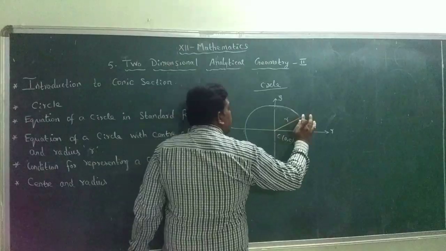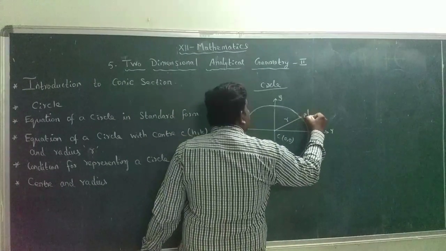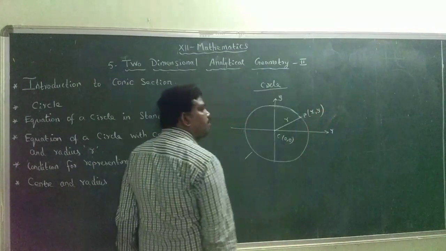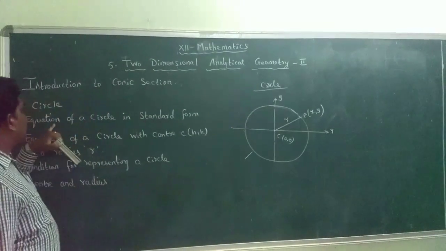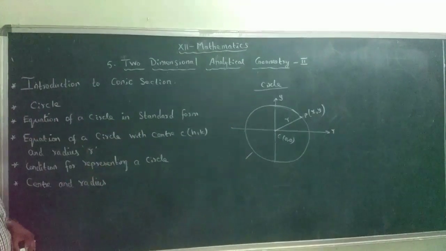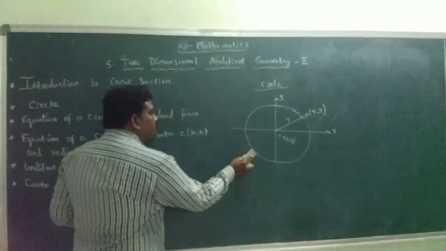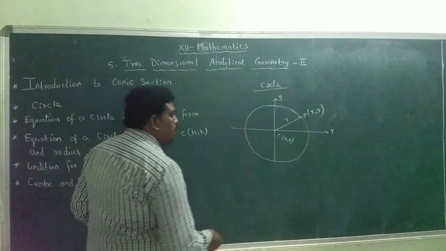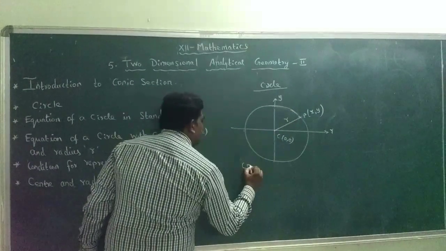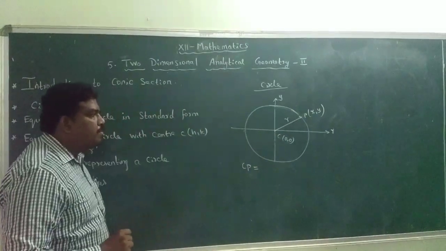Now on the circle you can choose a point P, which is called (x, y). From this diagram you can derive the equation for the standard form of a circle. From this diagram we can derive the equation of the circle, the standard equation. How, sir? Just look at CP. What is CP?